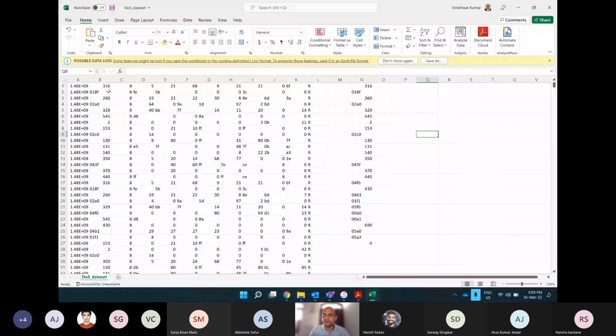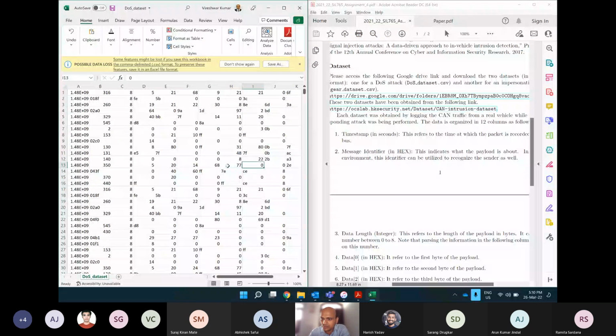Okay, so are you with me until this point? What is happening here? We are doing some sort of reverse engineering here. We are looking at the traffic, we have logged the traffic, and now we are doing some reverse engineering. So any questions here?